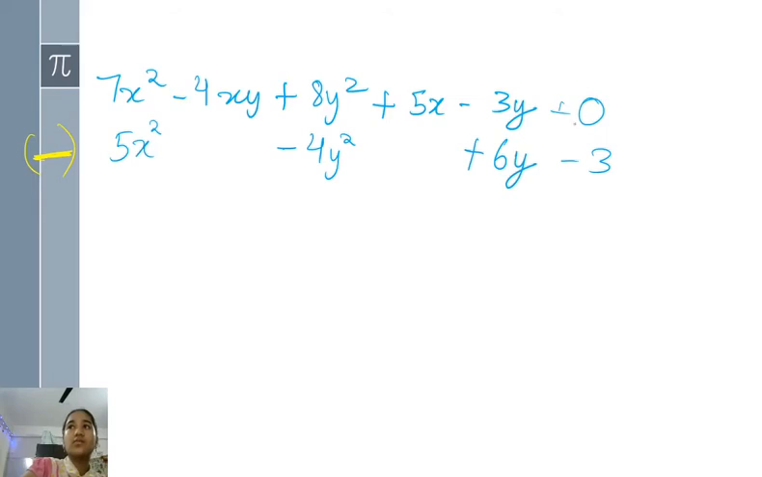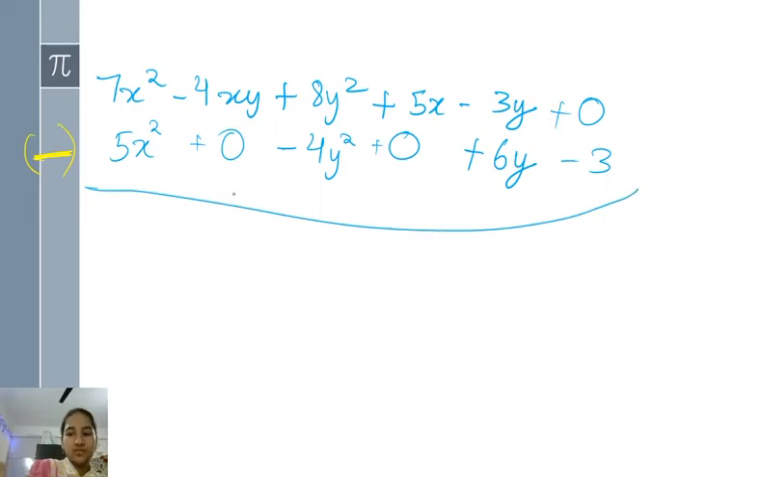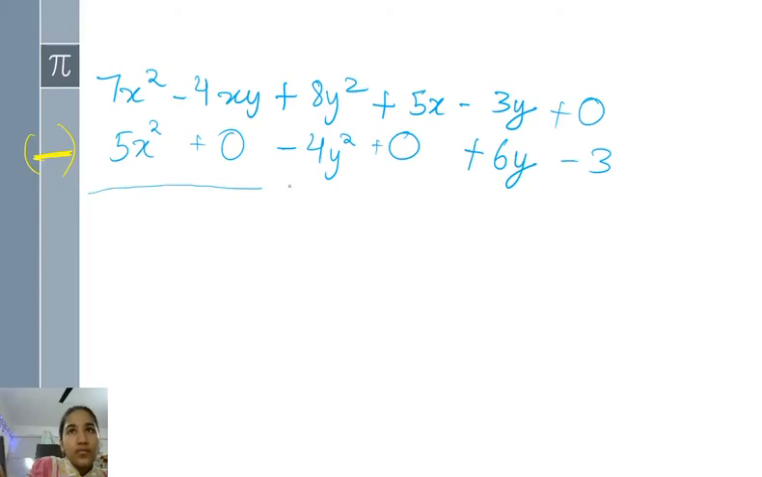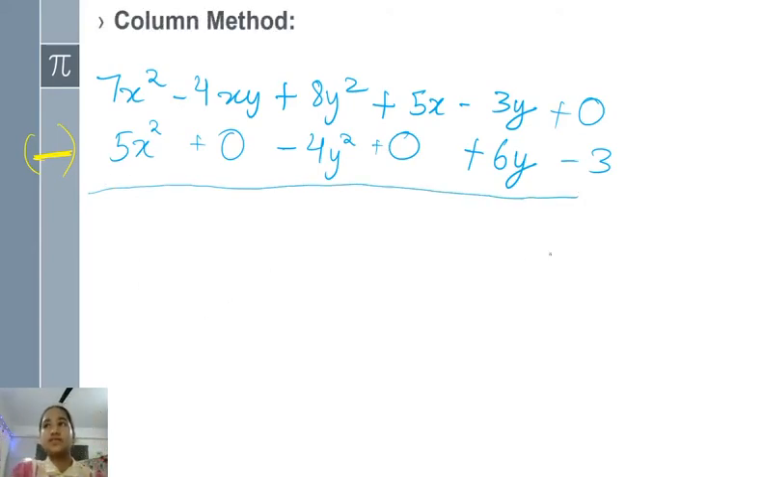So here 0 we can add, when there are no terms. So we are going to solve the column method. So let's see. 0 minus 3, minus 3.